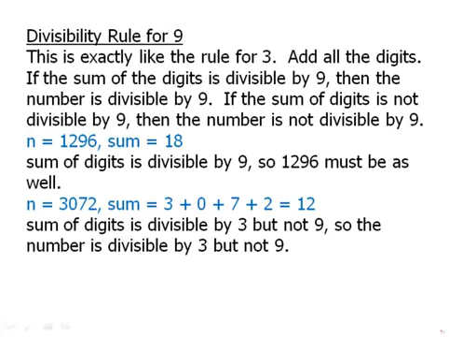1372, we add these digits up, we get a sum of 12. So the sum of the digits is divisible by 3, but not 9. So the number is divisible by 3, but not 9. Notice, incidentally, 1372, the last two-digit number, 72, is divisible by 4. So that's a number that would be divisible by 3 and by 4, which would mean it's divisible by 12.